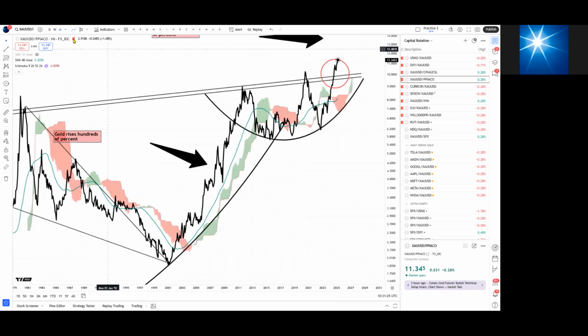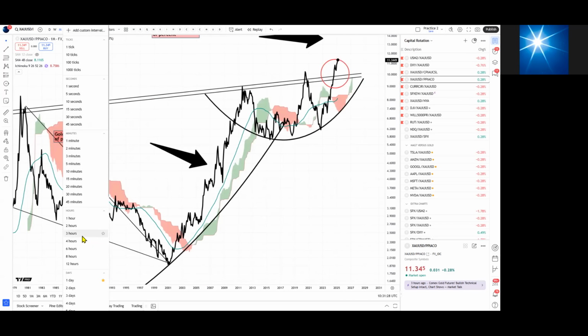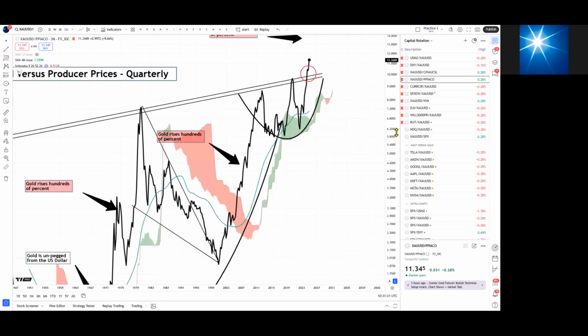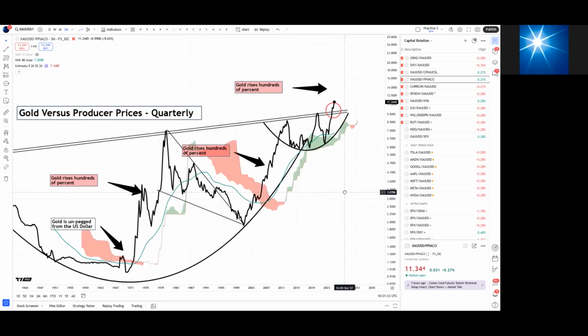Gold versus PPI, and this particular chart works very well on the quarterly time frame. So put it on the quarterly for you, and you can see very clear and decisive breakout through the resistance line above the moving averages in the Ichimoku cloud. Gold is therefore expected to rise hundreds of percent according to that chart.